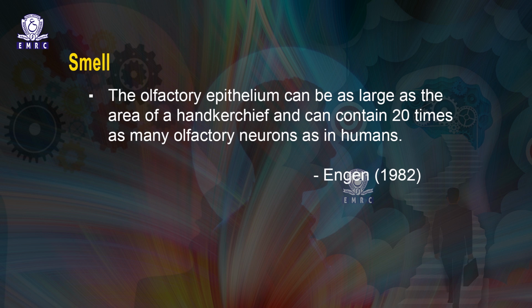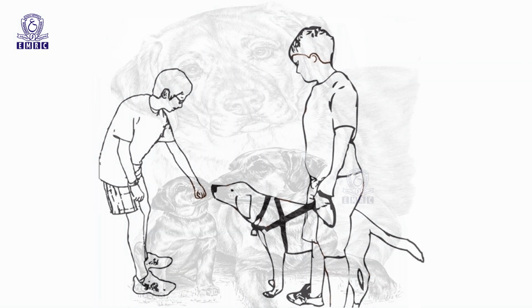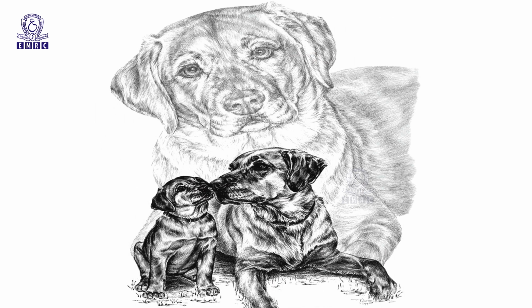Engen, 1982. It is well known that dogs use scent to recognize not only other members of their species but also the humans with whom they live. Humans have this ability too. The mothers of newborns can recognize their own babies by smell within hours after birth.